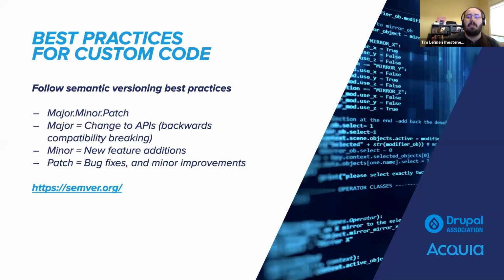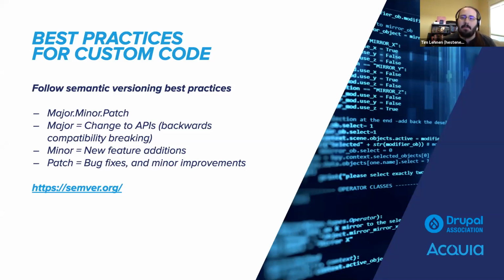Your 3 digits are your major version, your minor version, and your patch version. The major version changes only when you have a backwards compatibility breaking change. So you're changing a fundamental API, you're deprecating something. A minor version increment would be whenever you're adding new features, but you've retained all of your existing functionality. And then your patch incrementation is for bug fixes and minor improvements that you might be making. So we strongly recommend that.